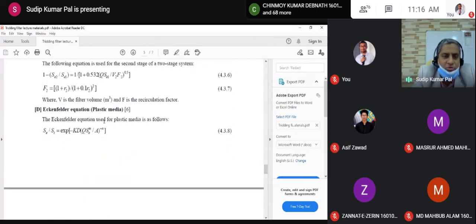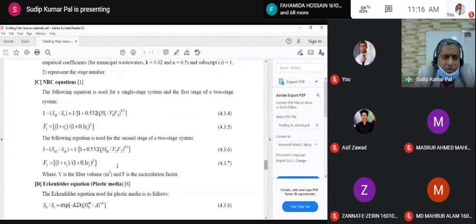Another method is Eckenfelder method. This is also quite a used method, particularly for plastic media. As you can see, this is the NRC equation. Basically, this is the one we discussed. So it's very similar. In that case, SI here is the influent BOD concentration. Q is the design flow rate. This is effluent. This is influent. Basically, this is the equation.